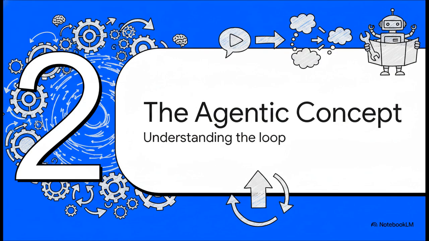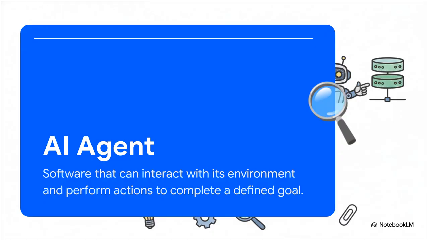Section 2. The agentic concept and understanding the LLM loop. Let's ground this industry buzzword for a second. What actually makes this tool an agent? The source material defines an AI agent as software that can interact with its environment and perform actions to complete a defined goal. To use a simple analogy, think of a standard large language model as a brilliantly detailed reference encyclopedia sitting open on your desk.